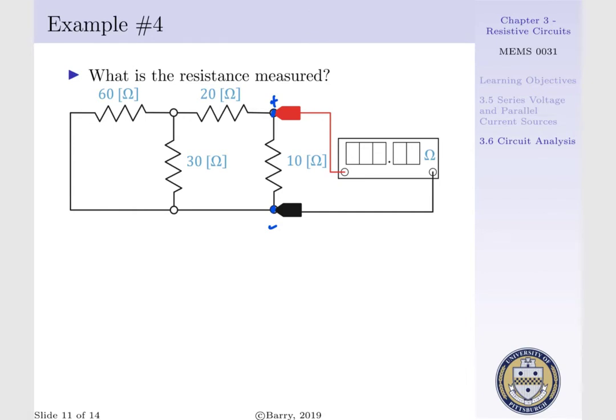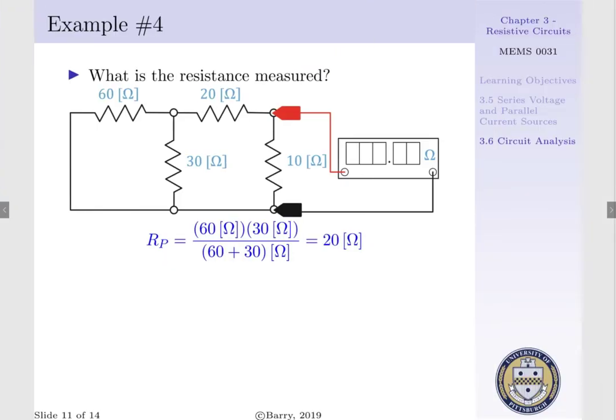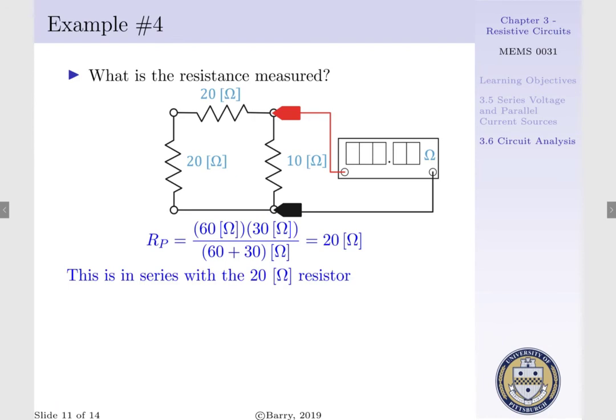To begin, we recognize that our 60 and 30 ohm resistors exist in a parallel configuration. That is, we can say Rp is equal to 60 ohms times 30 ohms over 60 plus 30 ohms, or these two resistors are equivalent to a value of 20 ohms. Now if we redraw our circuit such that we replace that with a 20 ohm resistor, we recognize it's in series with our original 20 ohm resistor.